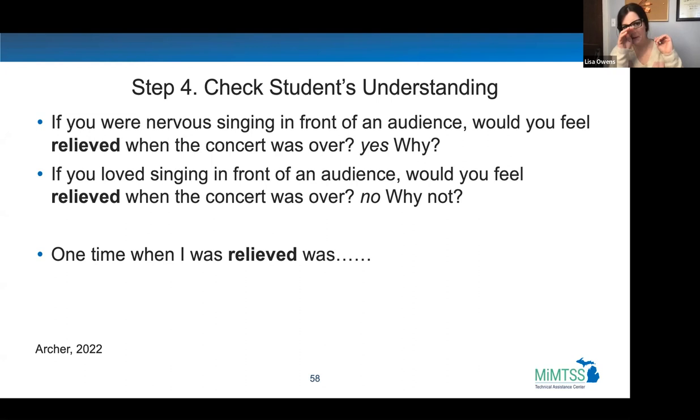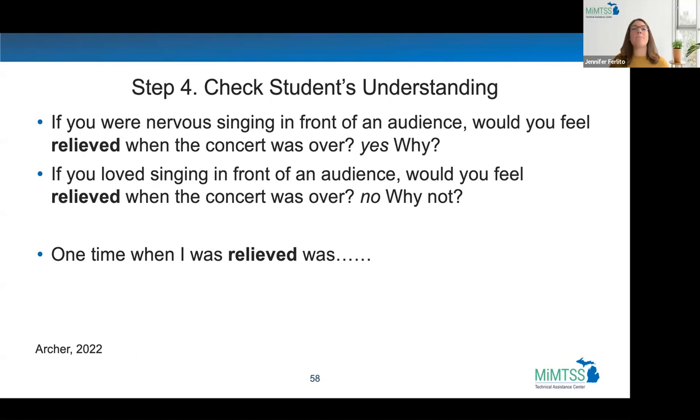One time I was relieved when I was driving to work and there was no traffic on the road at all. I had a very easy drive to work. I was so relieved that I wasn't late. Was there ever a time that you were relieved? Yes, my dog ran away. And when we finally found him, I was so relieved. That was a big relief, I bet.